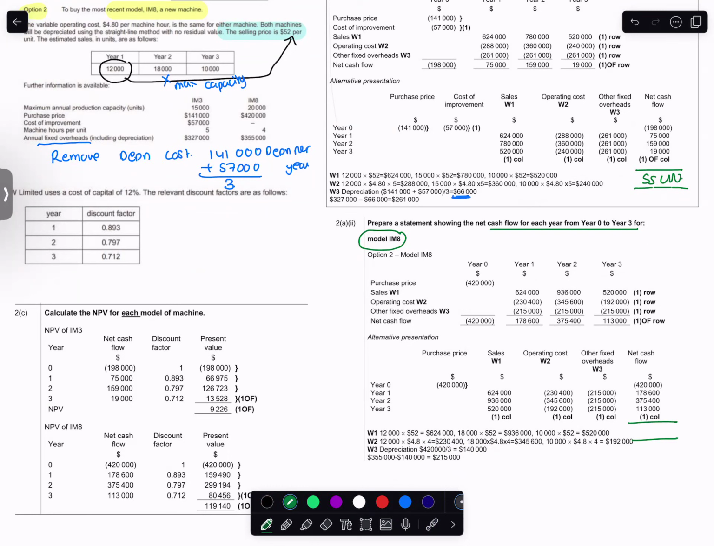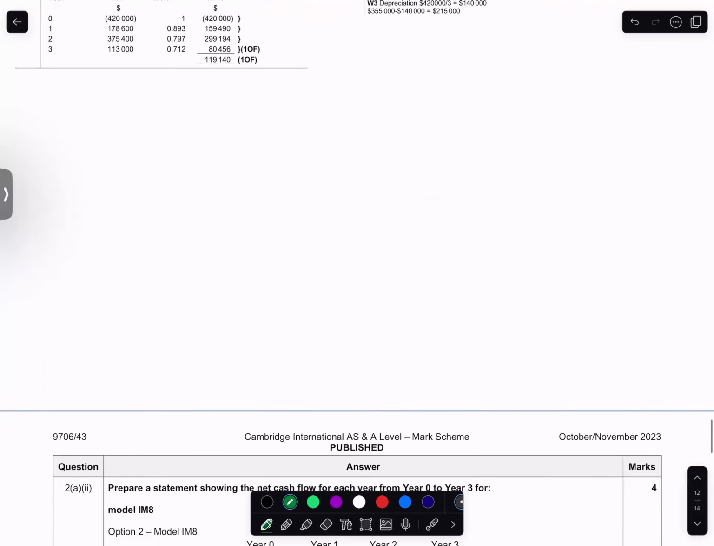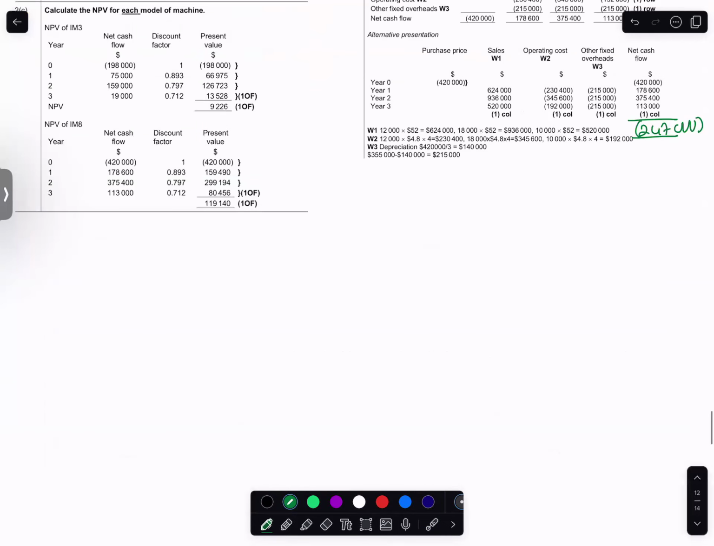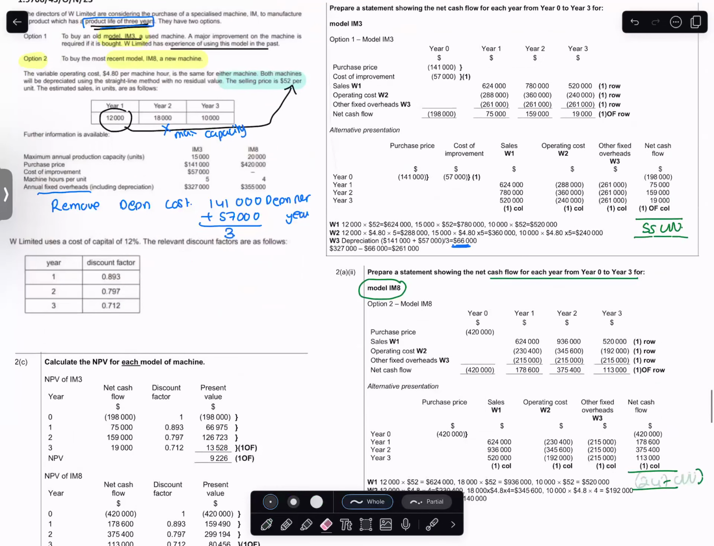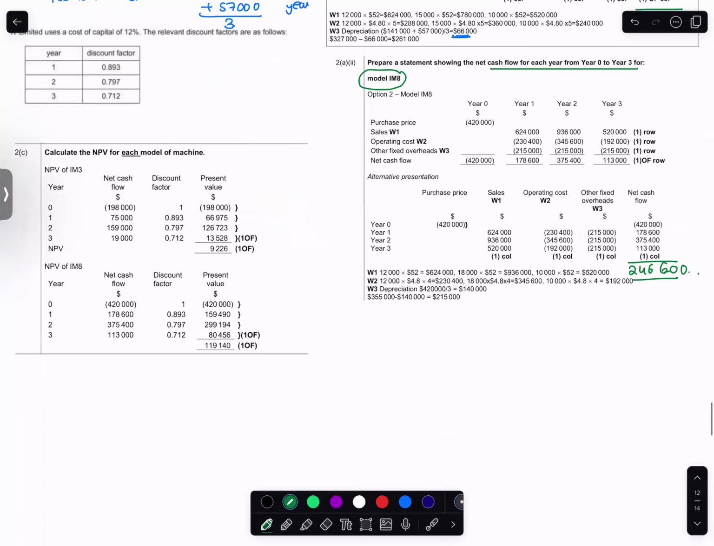It is negative 247,000. Then the... one sec, it's wrong, sorry. It can't be negative that much. It's positive 270,375 plus 178,600 plus 113,000 minus 420,000. So it is going to give you 246,600, positive. Yeah. What is the B part of the question?